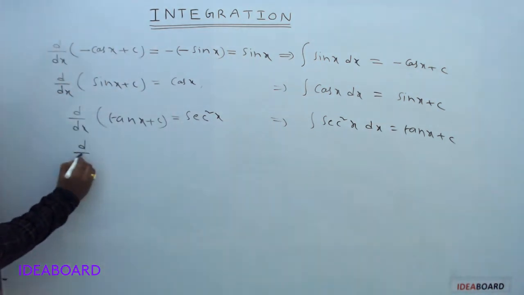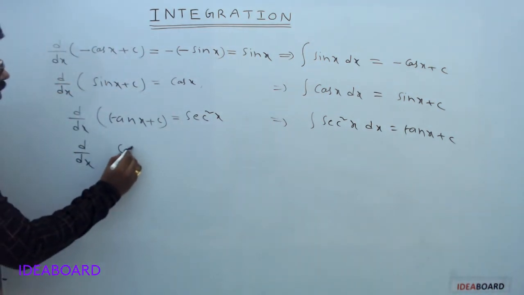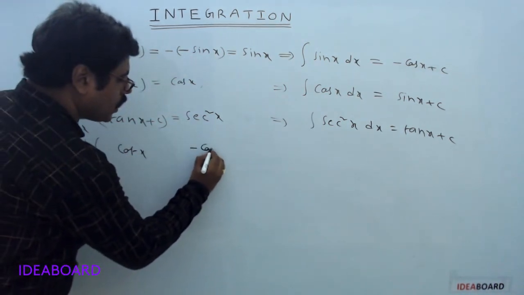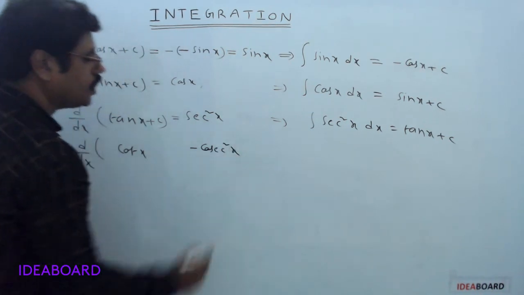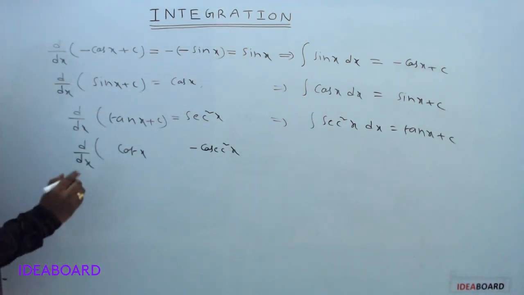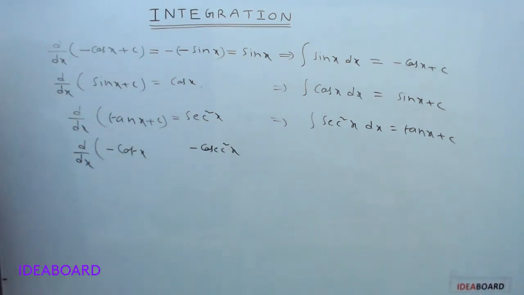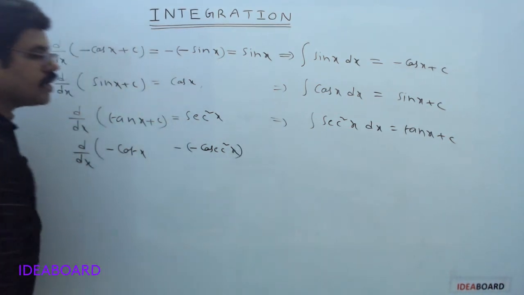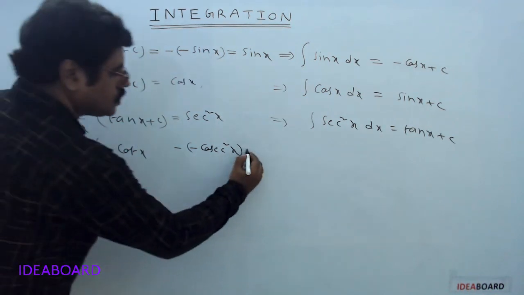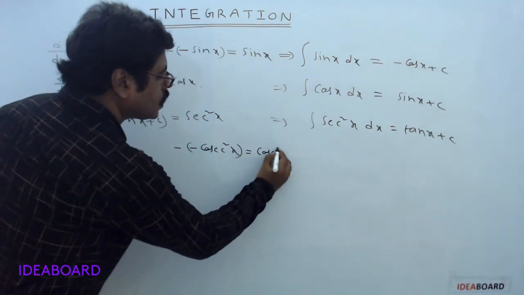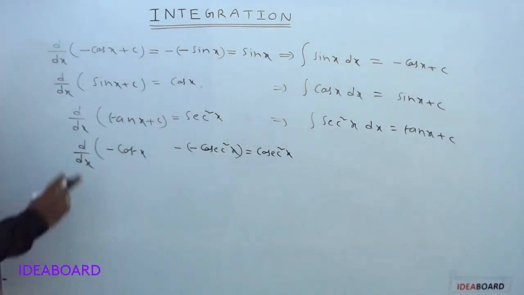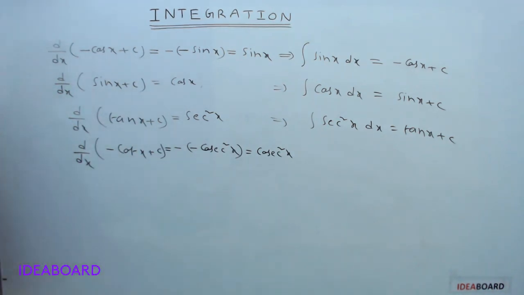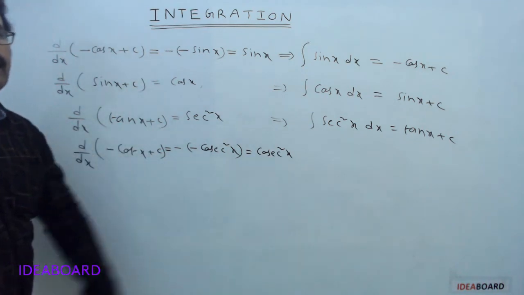Next, what is the derivative of cot x? Derivative of cot x is minus cosecant square x. What is the derivative of minus cot x? That is minus of minus cosecant square x. This is cosecant square x. So derivative of minus cot x plus c equals to cosecant square x.